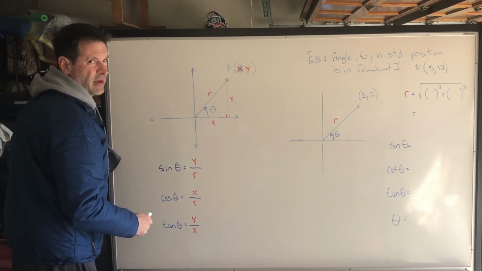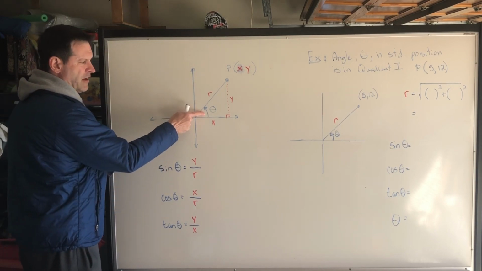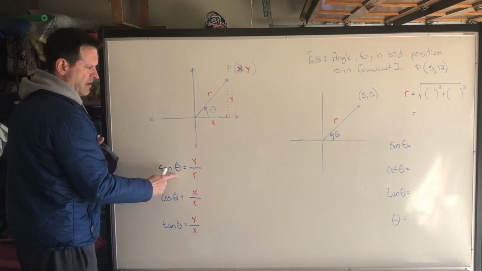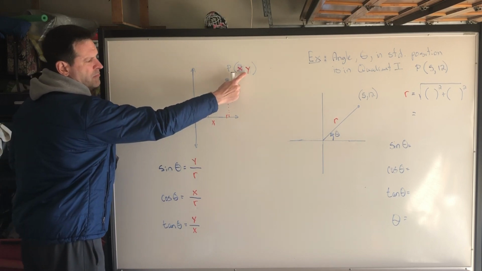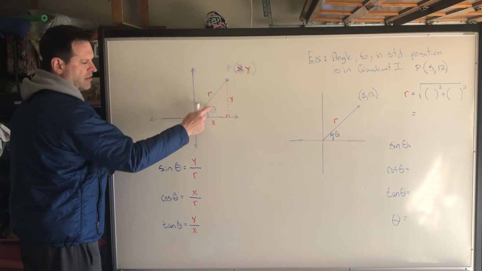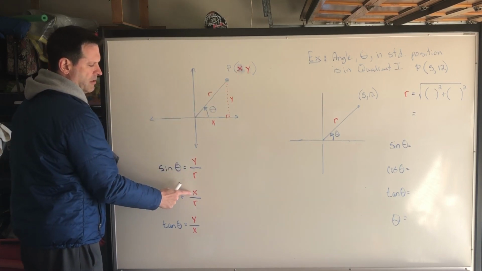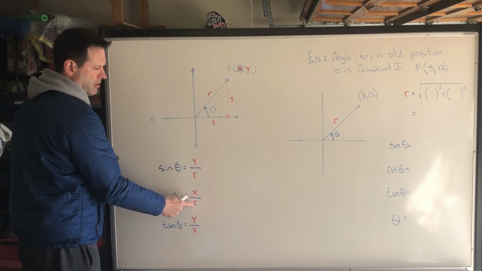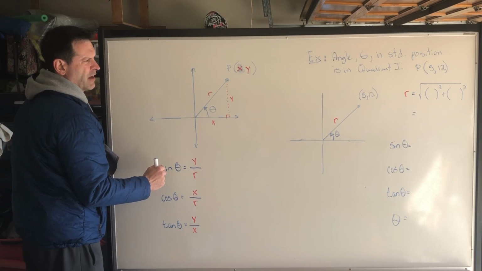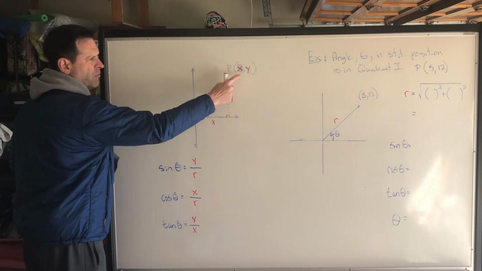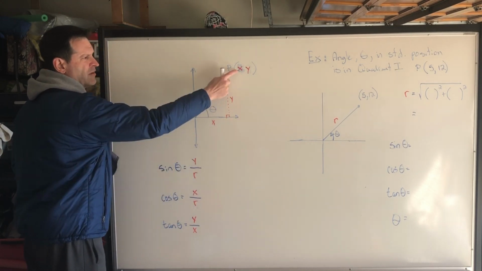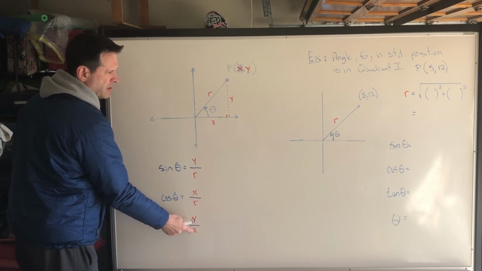So we can find sine, cosine, and tangent of the angle in standard position. The sine value of this angle is the y coordinate of point P over the length of r. The cosine is the x coordinate of point P over r. And the tangent value of the angle is y coordinate of point P over the x coordinate of point P.